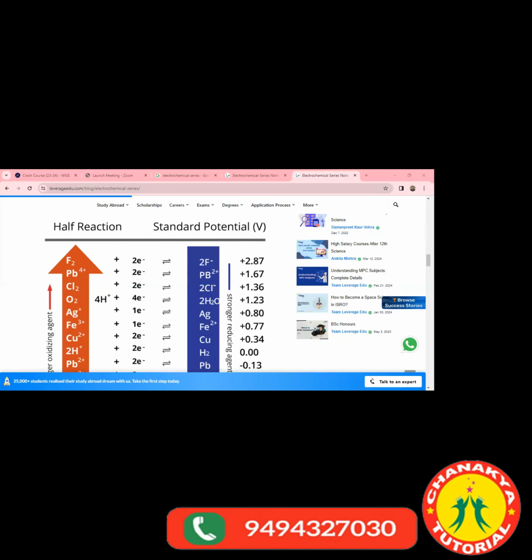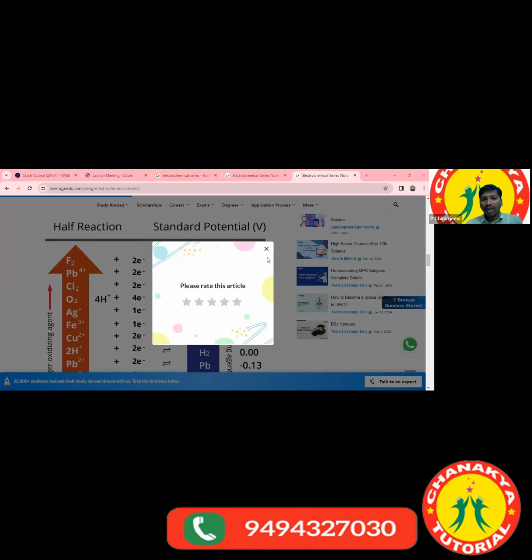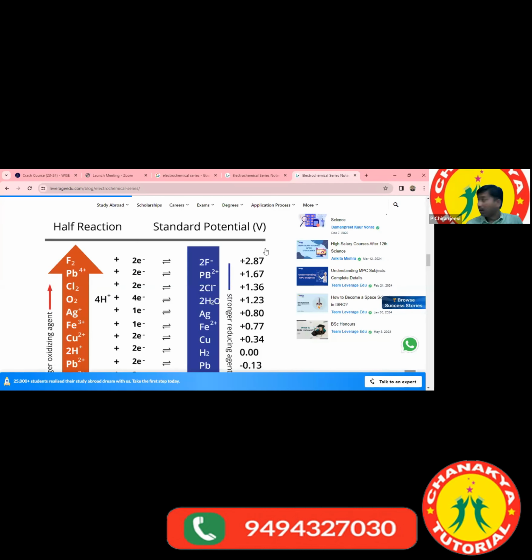Yes, sir. Okay. Now you have a tabular column. We observe that here we have some tabular column. In this one, if you observe, some standard potential values are there. So what are the standard potential values we are having here?